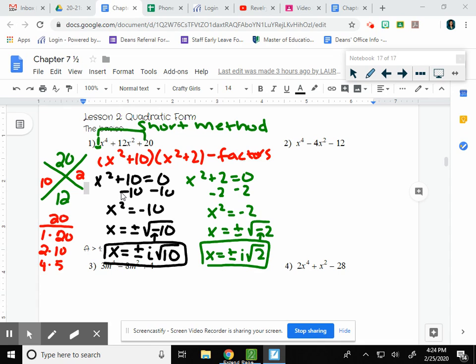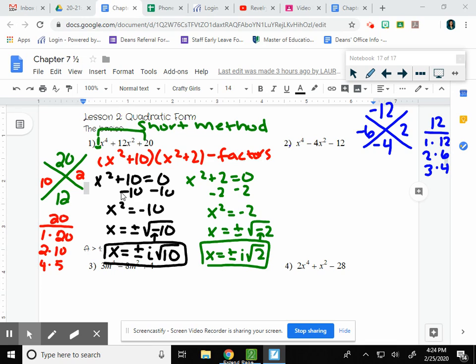This one's also going to be the short method, the second one here. So I'm saying what multiplies to negative 12 that adds to negative 4. Okay, when I say what does that, you could make a list of things that give you 12. 1 times 12, 2 times 6, 3 times 4. The combination that's going to give me negative 4 is negative 6 and positive 2.